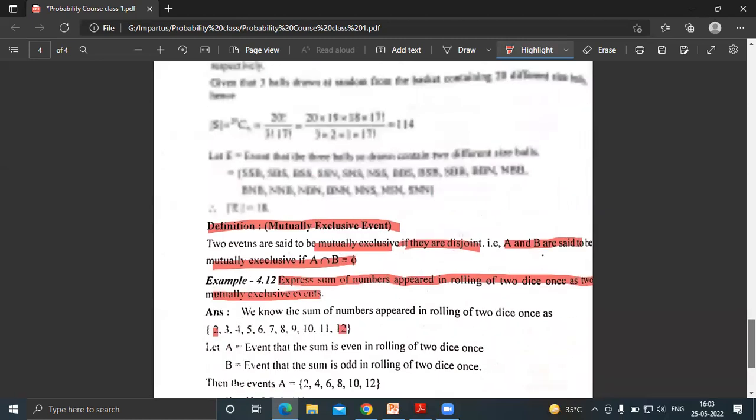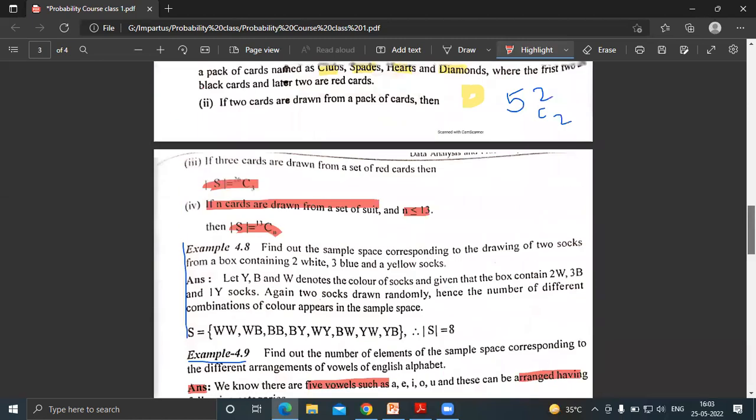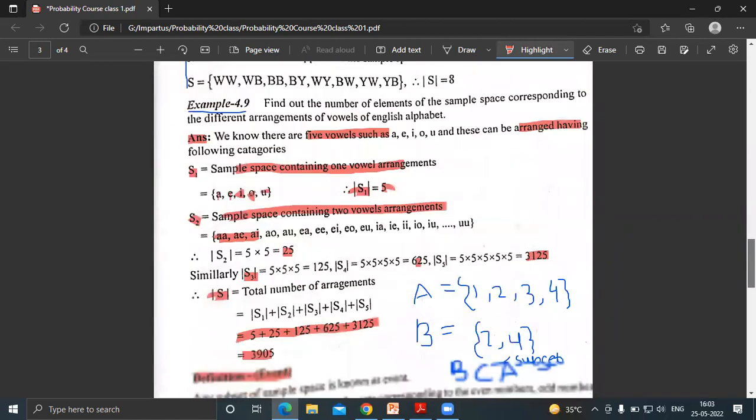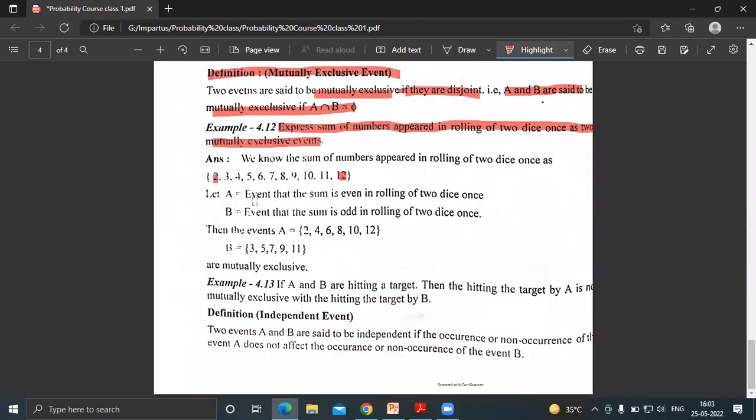How do we come to this? Check that portion here. Minimum number is 1, 1. If you add it, that is 2, then 3, then 4, like this. At most the number is 6, 6, that is 12. So from 2 to 12, all numbers exist. So you will write it in this way. Let A be the event that the sum is even in rolling two dice once. You take A because your question is to express the sum of numbers appearing in rolling two dice once as mutually exclusive events.